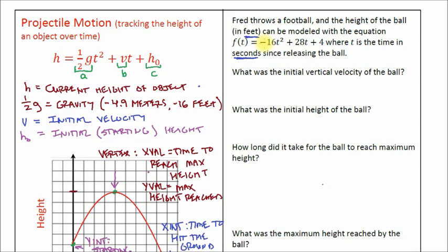Negative 16 is our gravity. 28 is our initial vertical velocity. And our number 4 is our initial height. And the one thing I didn't say is over here in blue, when it says initial velocity, we should put vertical. So let's add something here. You might want to erase this. Instead of just initial velocity, it should actually say initial vertical velocity.